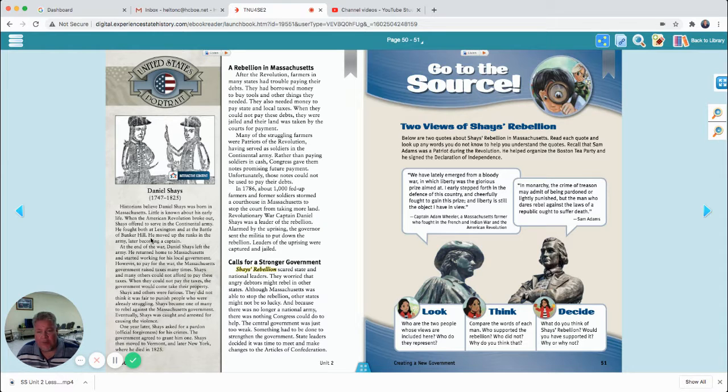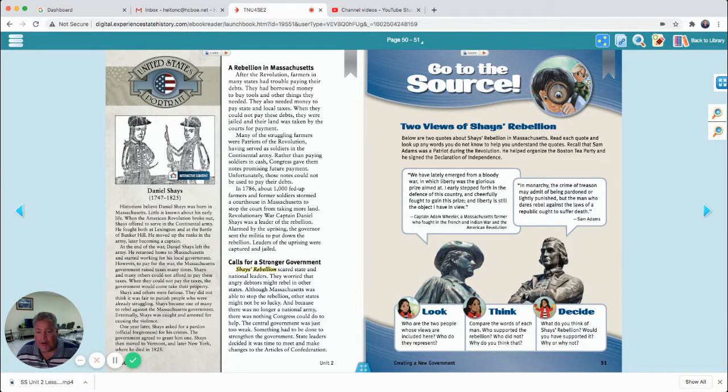So this man who was a farmer who got thrown in jail for not being able to pay his taxes and fighting to help other people not get their land taken away, he was there at the very first battle of the Revolution at Lexington. He was also there at the Battle of Bunker Hill. And he moved up the ranks in the Army, later becoming a captain. So I bet George Washington knew Daniel Shays, don't you?